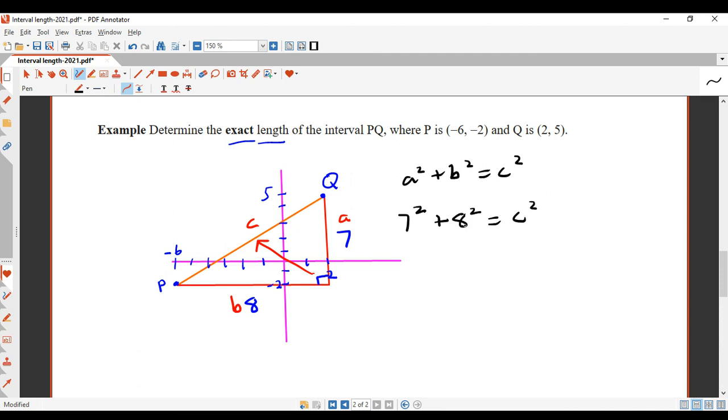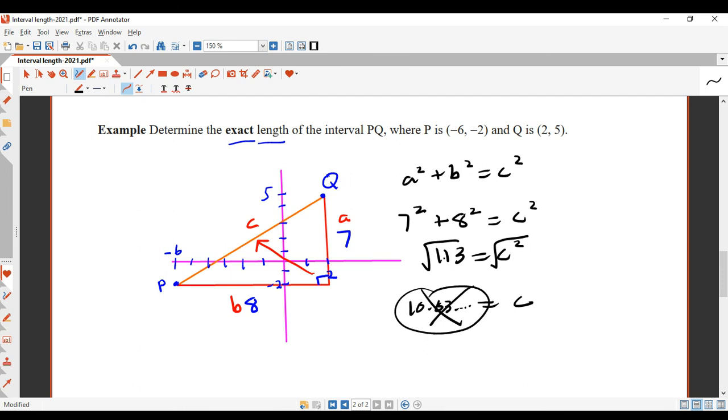Now, if you put that in, 7 squared plus 8 squared, you get 113. And then square root both sides. Now, what you'll notice is when you square root 113, you're going to get 10.63 dot dot dot. Now, because it says exact, we can't use the decimal answer, okay? Which means we have to keep it just as the square root of 113. So that's your exact length, all right?